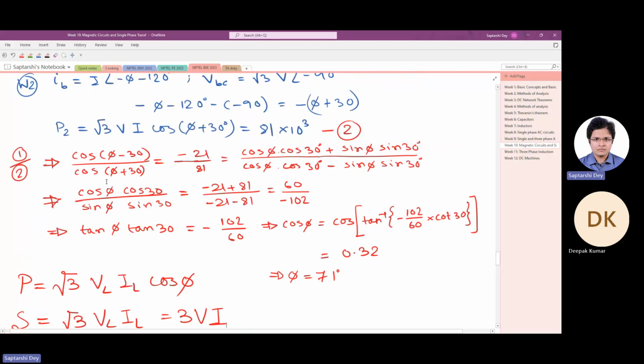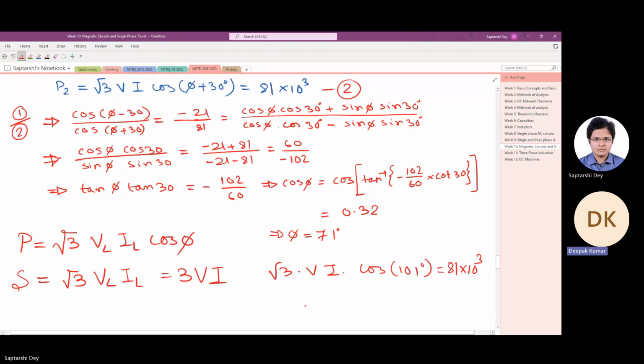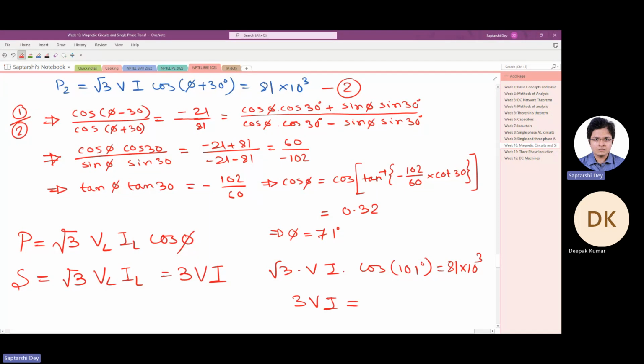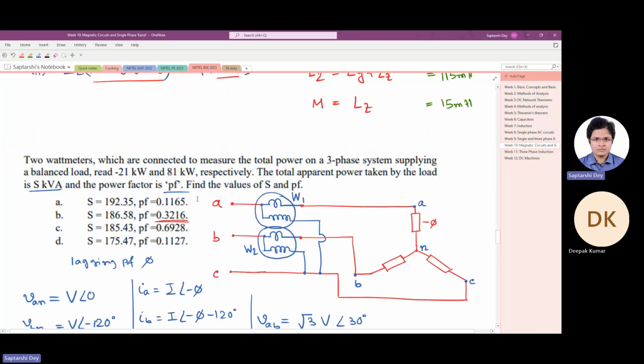Now, from equation 1 or equation 2, whatever you might want, you can take. See, if I take equation 2, it's in front of my eyes. So equation 2 says √3 V I cos(phi plus 30). Phi plus 30 is 101 degree equals this. So from here we have to find out 3 VI. So you can easily find out. So root 3 VI becomes 81 by cos 101. That becomes root 3 VI, and I multiply another root 3 with it. That gives me some 735. Oh no, it's 186.